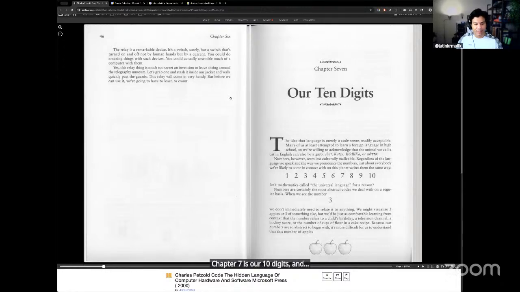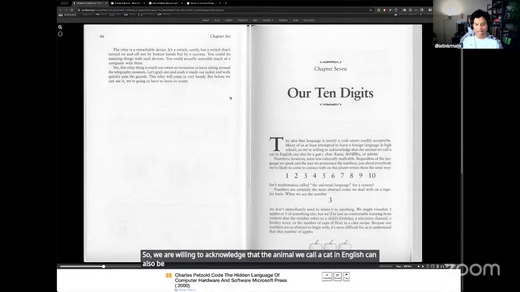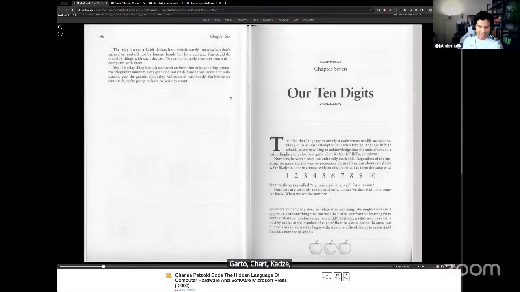Okay, so chapter 7 is Our Ten Digits. And let's start. The idea that language is merely a code seems readily acceptable. Many of us at least attempted to learn a foreign language in high school. It's funny, we all are speaking a foreign language actually. So, we are willing to acknowledge that the animal we call a cat in English can also be gato, chat, katze, koshka, or kata.